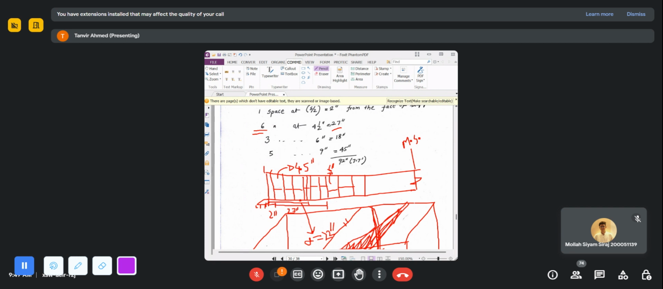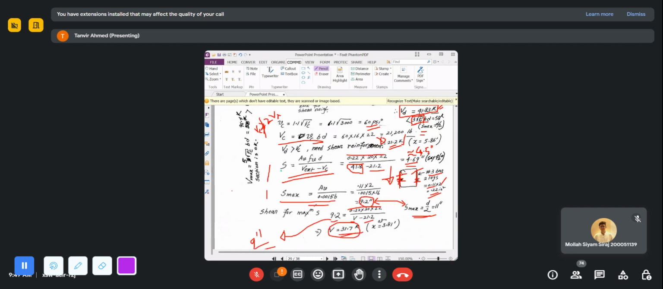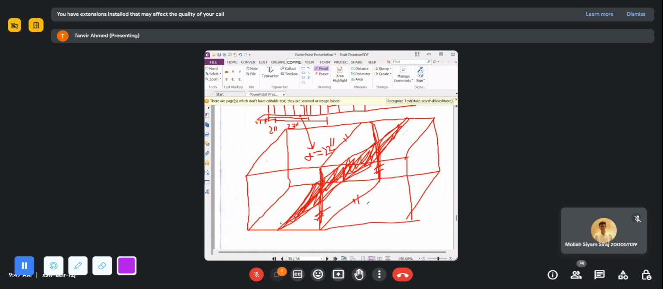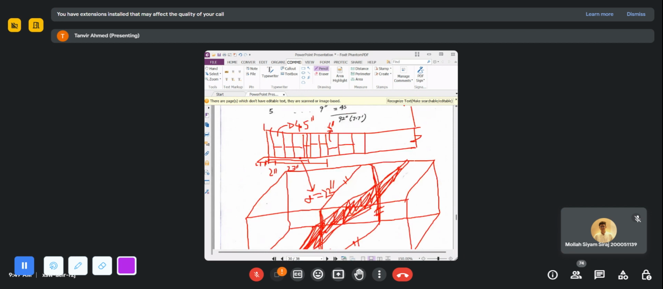Say for example we chose here that we will be providing for 27 inch, you can choose this value. So up to 27 inch you can provide the spacing for the maximum design shear force, that is 41.8. The spacing found for 41.8, I will provide up to 27 inch.